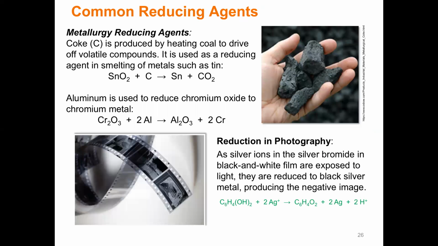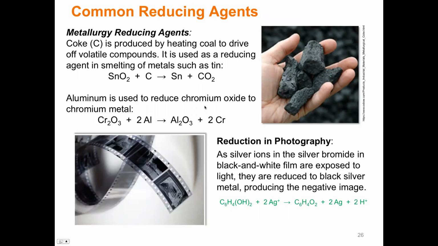Now, reducing agents on the other side. We already talked about hydrogen, and of course that's a really good reducing agent. But metals can also be good reducing agents, and we'll talk about this particular one later in the course. Carbon, right? Pure carbon, coke, can be produced by heating coal, and it's then used as a reducing agent for smelting. We're going to talk about this later on. A bad byproduct, of course, is carbon dioxide.